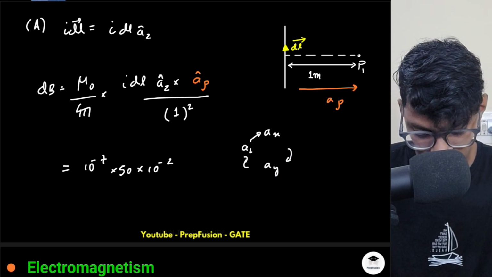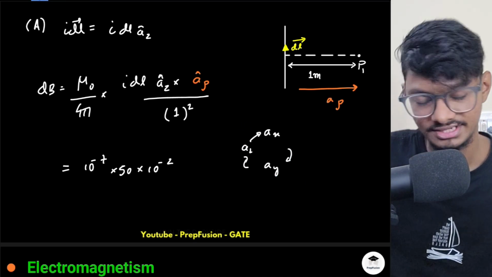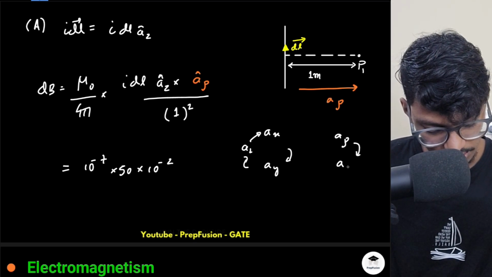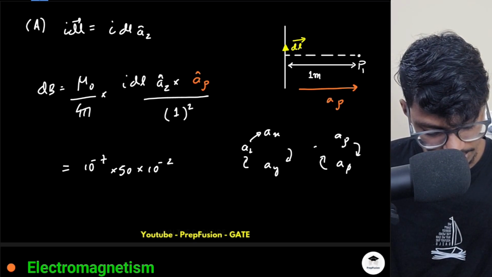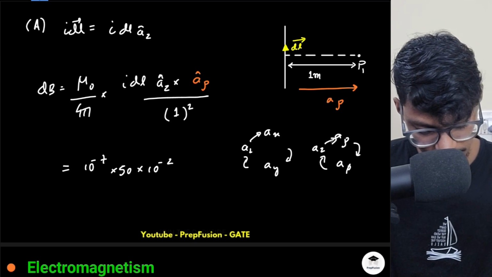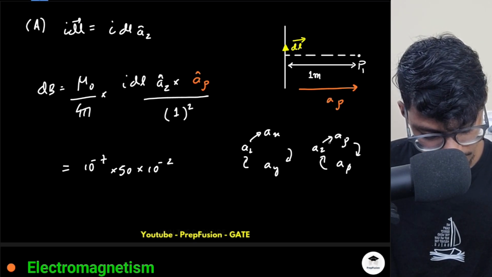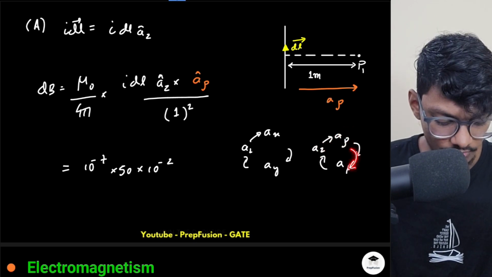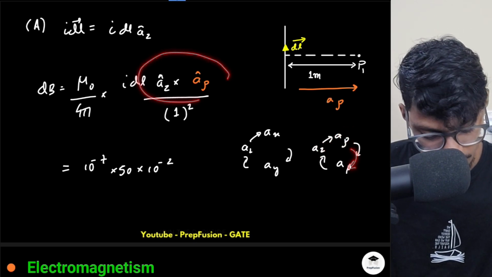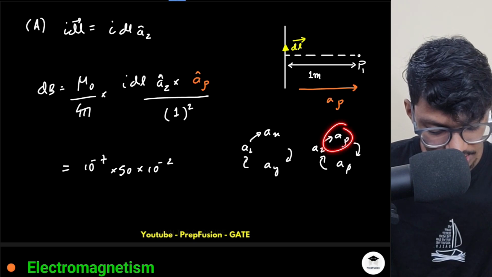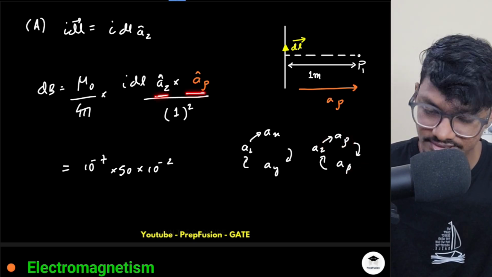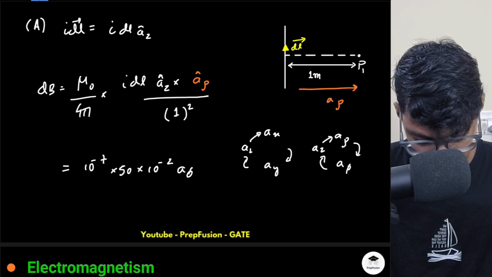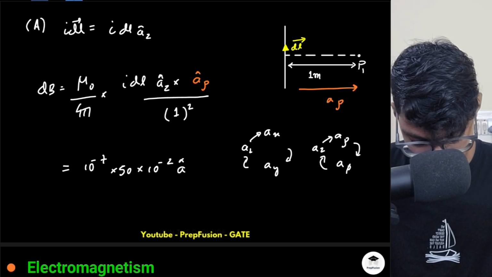If this is for the Cartesian coordinate system, what about the cylindrical coordinate system? I have a_r, then a_phi, then a_z, correct? So if I do a_z cross a_r, I will get a_phi. So here I will write a_phi. This will be the direction of the magnetic field, basically in the a_phi direction.